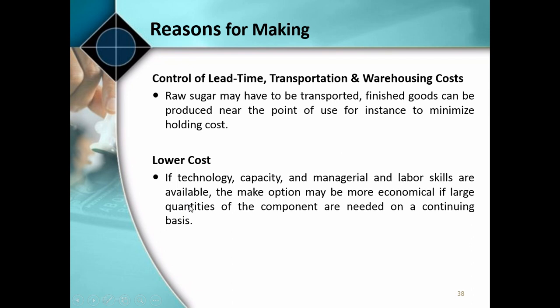Okay, so next reason for making: control of lead time, transportation and warehousing costs. Okay, so dia kata raw sugar may have to be transported. Finished good can be produced near the point of use, for instance, to minimize holding costs.